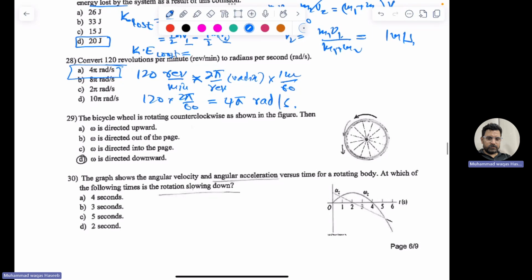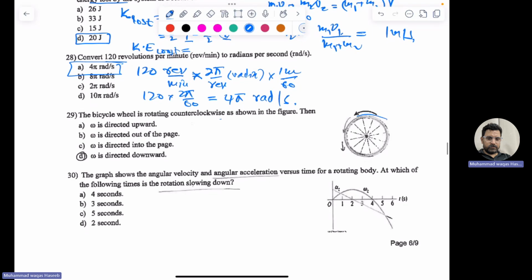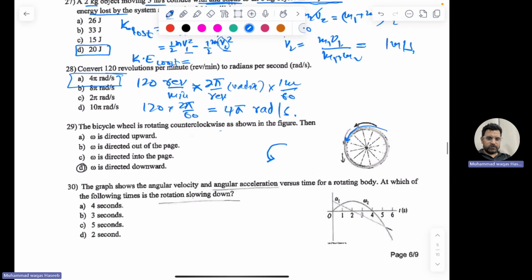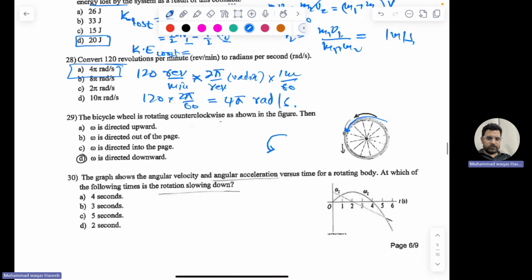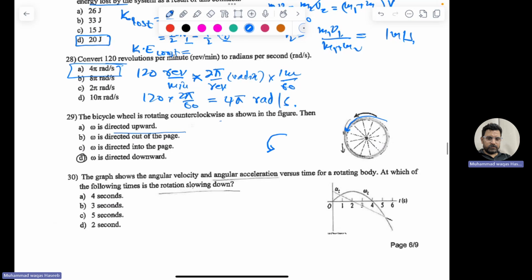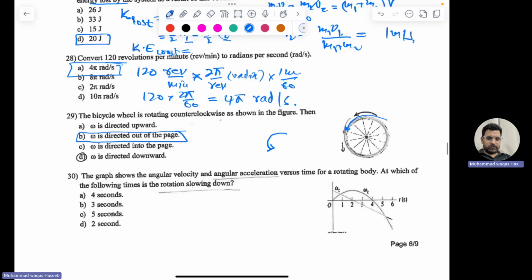The bicycle wheel is rotating counterclockwise. Using your right hand rule, your curled fingers give the direction of the rotation, and your thumb will indicate the direction of omega. So this is the rotation, so omega is directed out of the page.